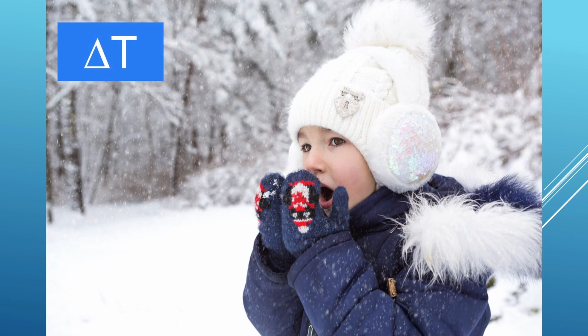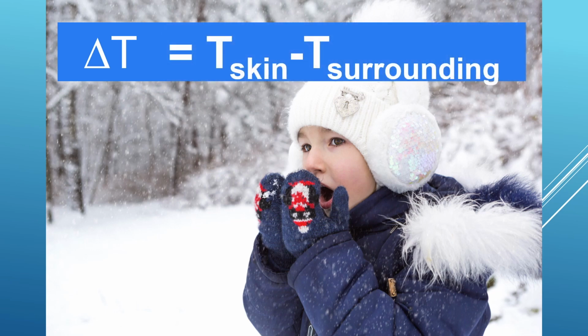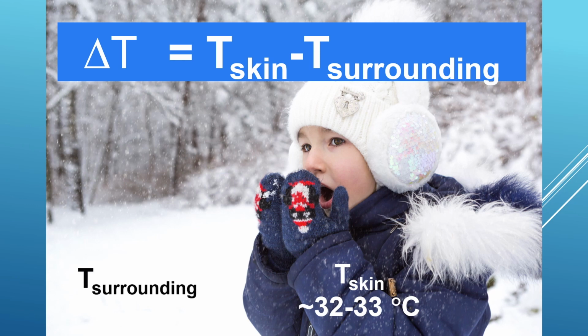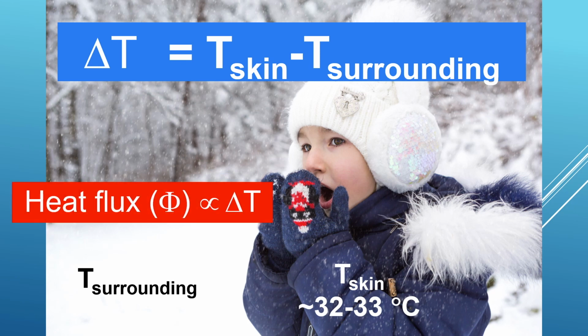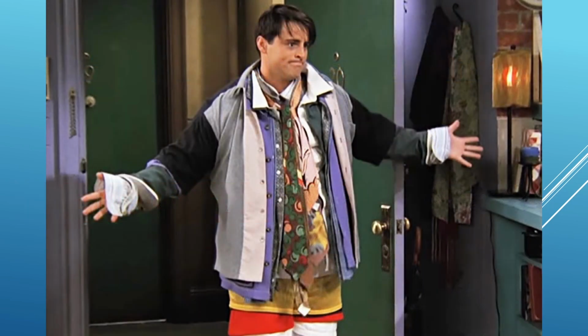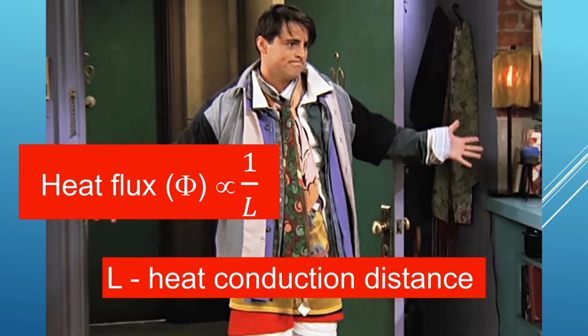In the case of our body, for example, we will typically lose heat to the surrounding because our skin temperature is around 32 to 33 degrees Celsius, which is higher than the surrounding temperature. And the larger the temperature difference, the colder we feel. Obviously, we know that we feel warmer if we wear more layers of clothes, so thermal conduction is inversely proportional to how much distance the heat needs to travel.